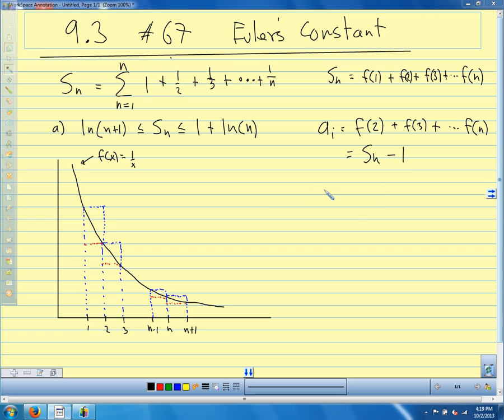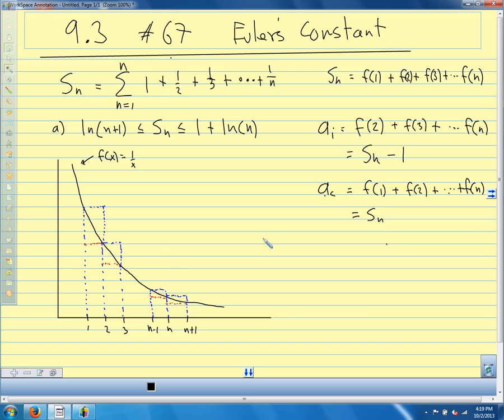Now let's look at the circumscribed rectangles. I'm going to call that A sub c. The area of the circumscribed rectangles is f of 1 plus f of 2 plus dot dot dot plus f of n. Well, this equals S sub n. Now we're going to relate these to the integral of 1 over x dx from 1 to n.